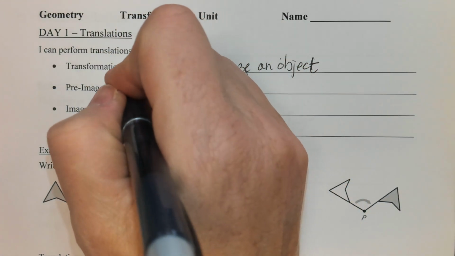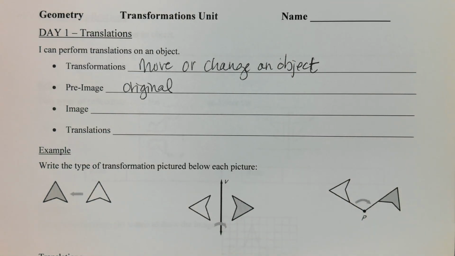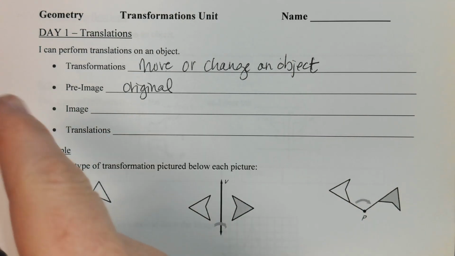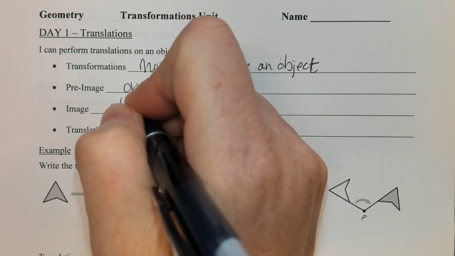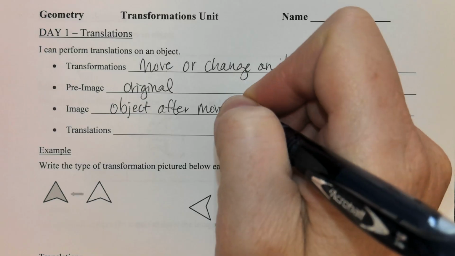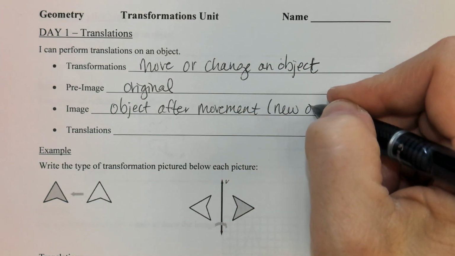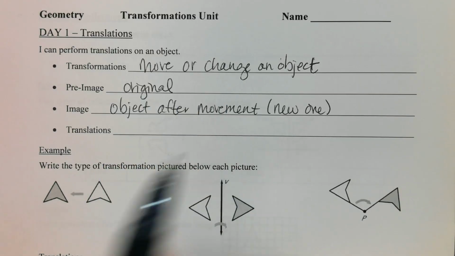The pre-image is just what we also call the original. So if you see an assignment that says this is the pre-image, it's just what you're starting with. The image is then the object after we move it. This one you would just call the new one. So this is the original and then your new one.